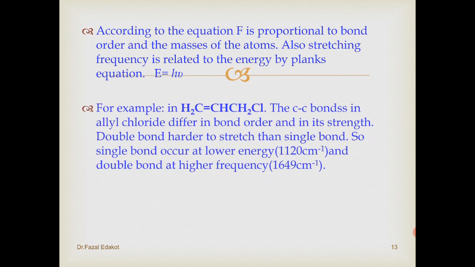For example, this is allyl chloride. In allyl chloride, there is a C-C bond here and also a C=C bond here. This is a single bond and this is a double bond. And you know already, as the bond order increases, the strength of the bond increases. So the double bond is harder to stretch than the single bond. It is easy to stretch a single bond, so it vibrates more. So a single bond occurs at lower energy and the double bond at higher frequency.